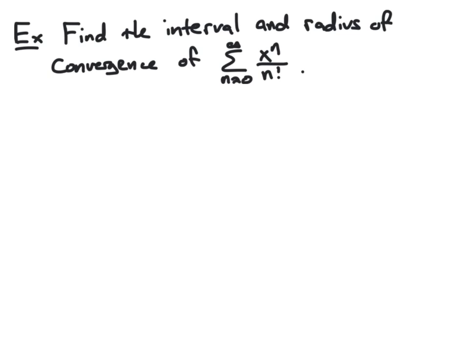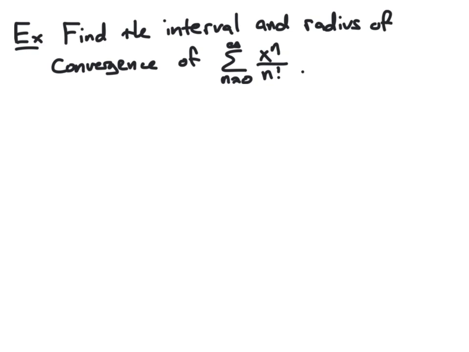In this video, we're going to look at some examples where we need to find the interval and radius of convergence for power series. In this first example, we're going to find the interval and radius of convergence of the power series from n equals 0 to infinity of x to the n over n factorial.